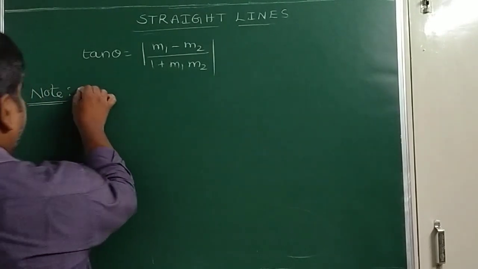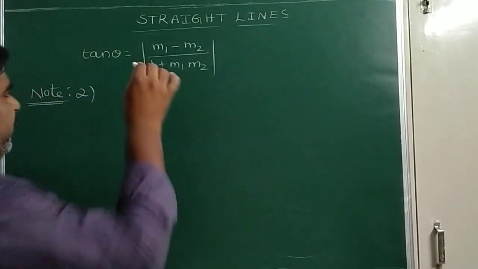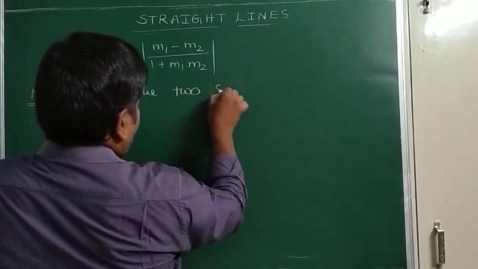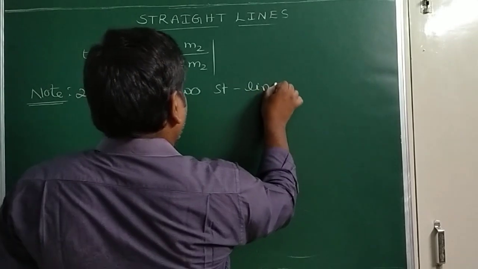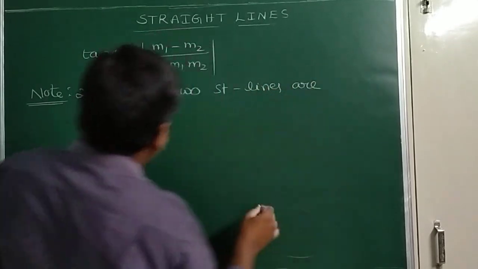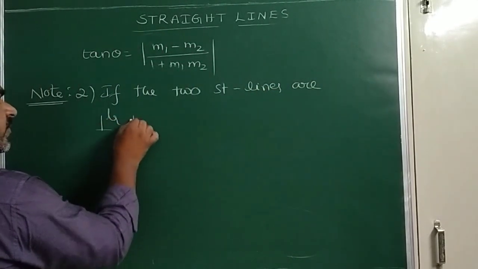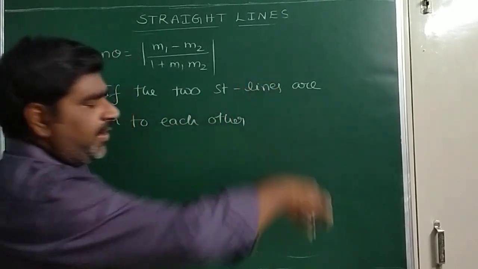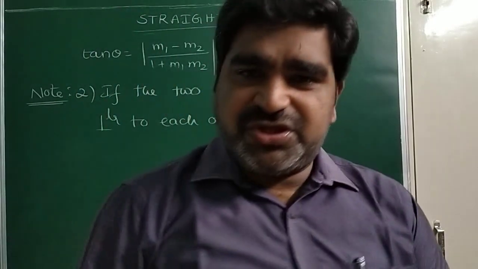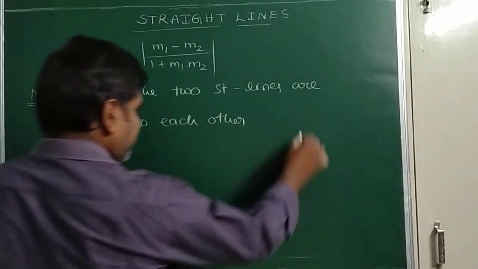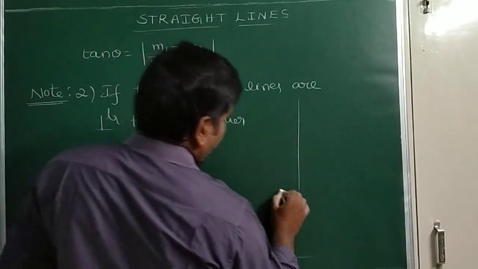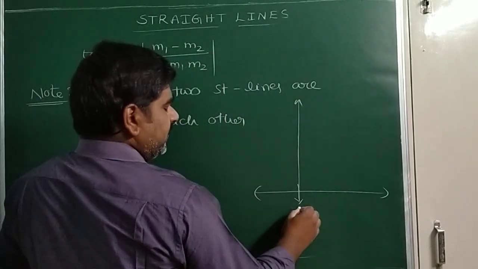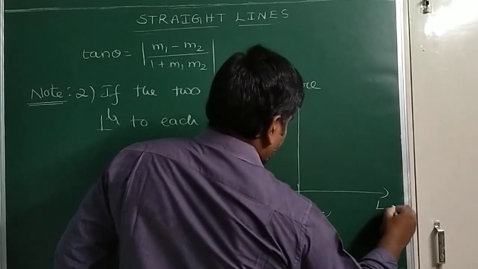Now the second point. If the two straight lines are perpendicular to each other, let us see what will happen. So let us say this is the line L1 equals 0, and now this is L2 equals 0.